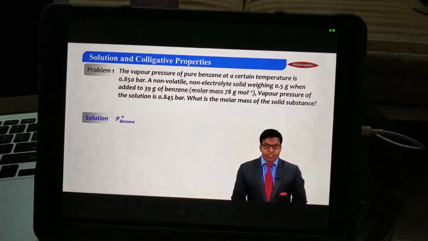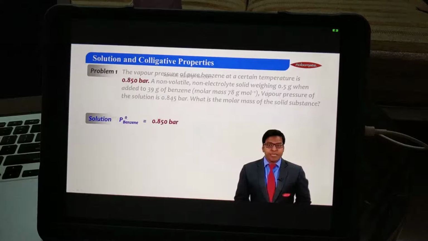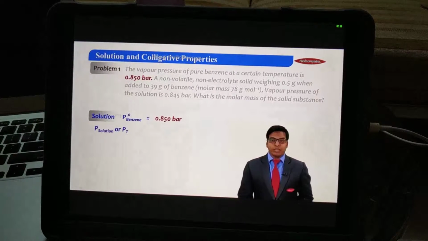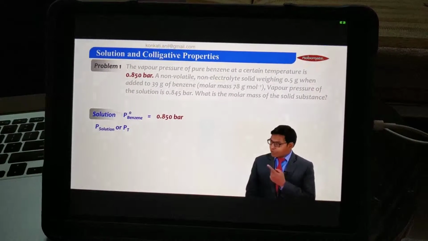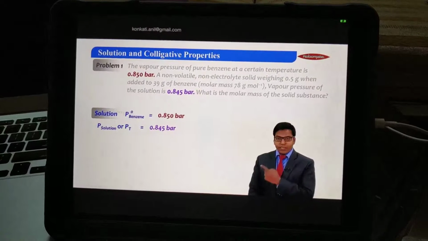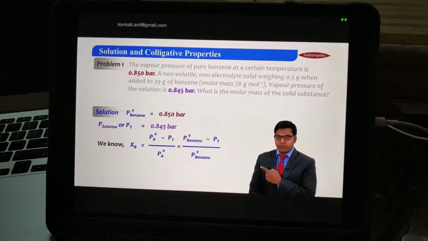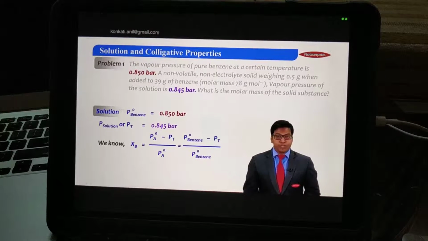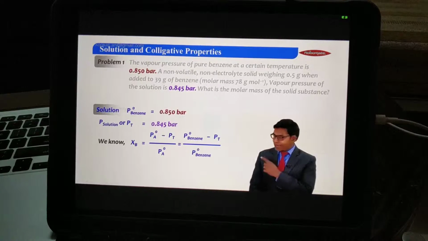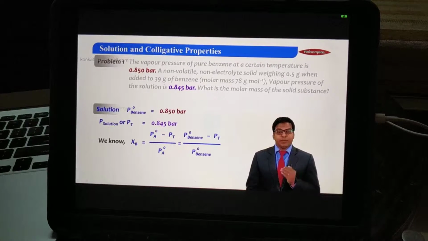So let us write all the given conditions first. One is P0 benzene, the pure vapor pressure of benzene, which is given as 0.850 bar. Next, P of solution, the total vapor pressure of the solution, is 0.845 bar. You can see there is a little lowering of the vapor pressure. So we know that XB, the mole fraction, is the relative lowering of vapor pressure, which is (P0A minus PT) by P0A, where A is the solvent. Here the solvent is benzene, so it is (P0 benzene minus PT) by P0 benzene.